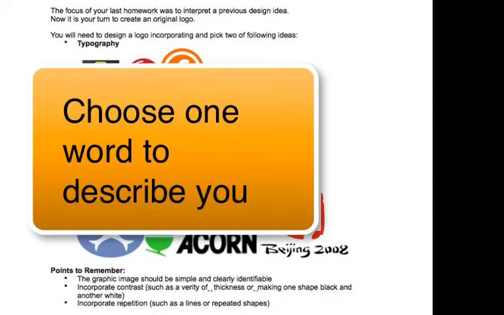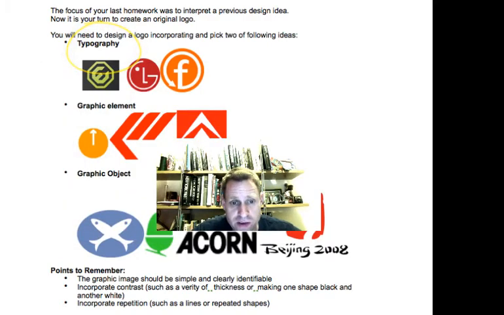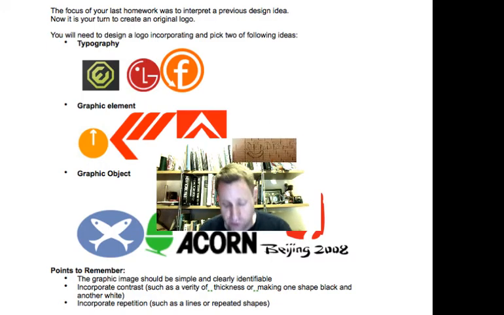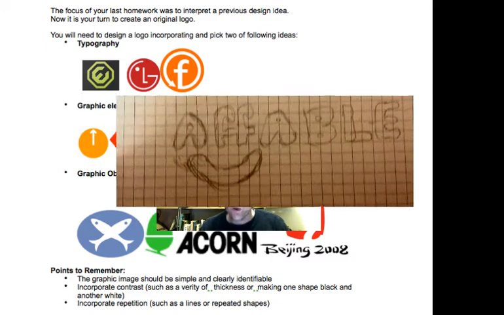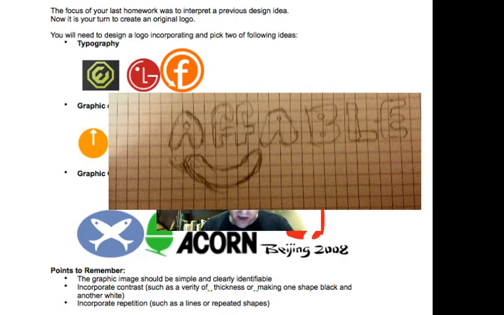You will need to design a logo incorporating and picking two of the following ideas: contrasting, graphic element, or graphic object into your work. Remember, the image should be simple and clearly identifiable, incorporate contrast, and incorporate repetition. Also, you'll need to use a ligature. So let's look at an example that I have.